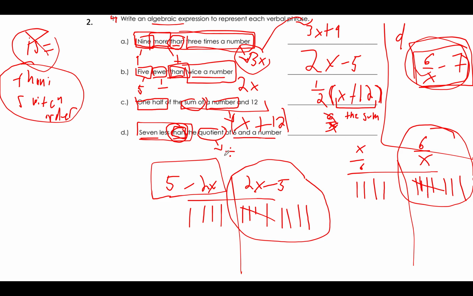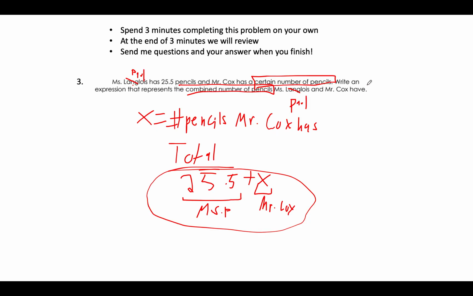Next, D is over here. We have 7 less than the quotient of 6 and a number. So that means we're going to take 6 over x, that's the quotient of 6 and a number, and we're going to take 7 away from that. So we're going to have 6 over x minus 7 be our answer for that one. For question number 3, I want you to pause and answer it and then come back when you have answered it.